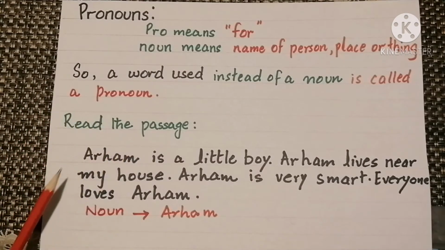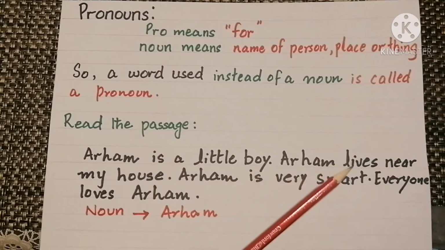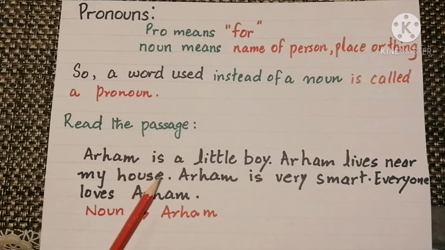Read the passage. Arham is a little boy. Arham lives near my house. Arham is very smart. Everyone loves Arham. Now here in this passage, the noun is Arham, who is a little boy.